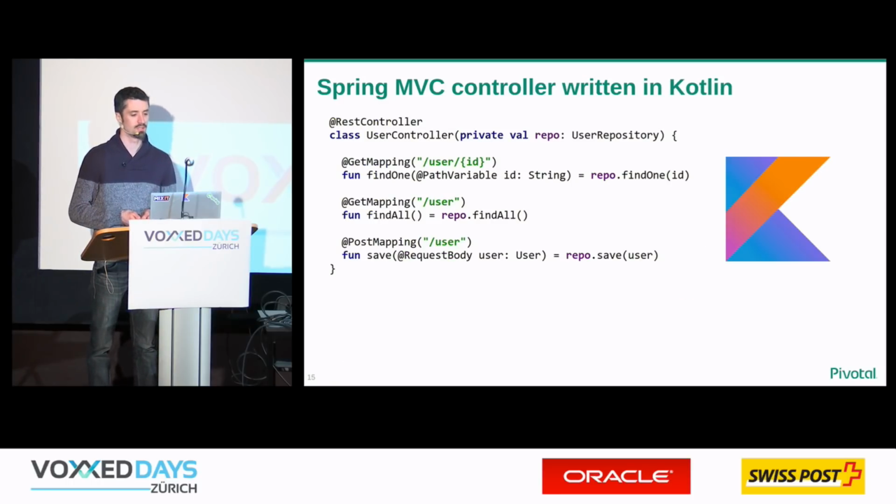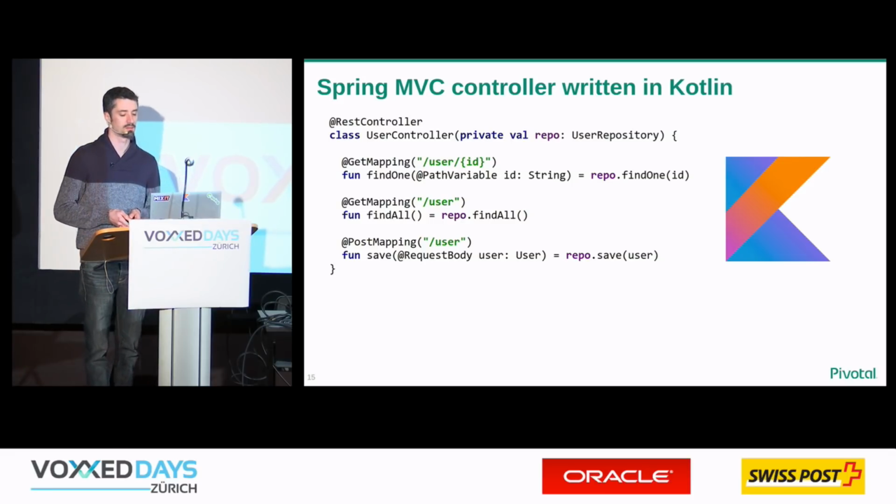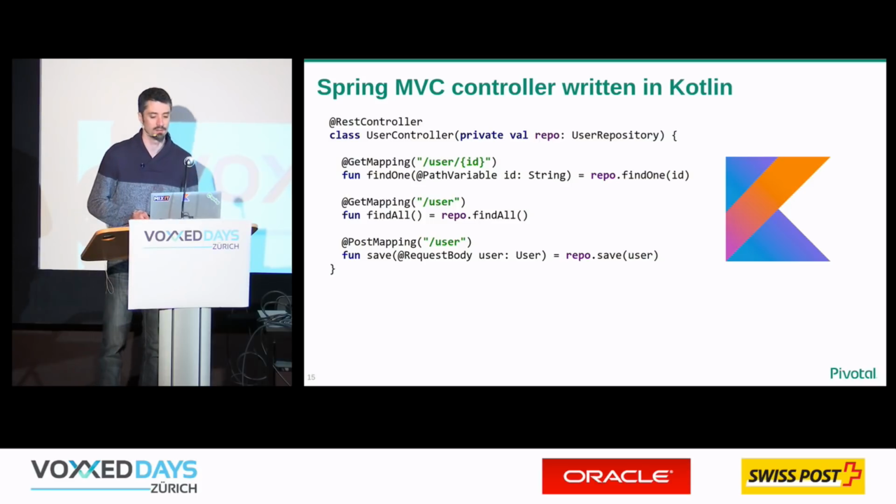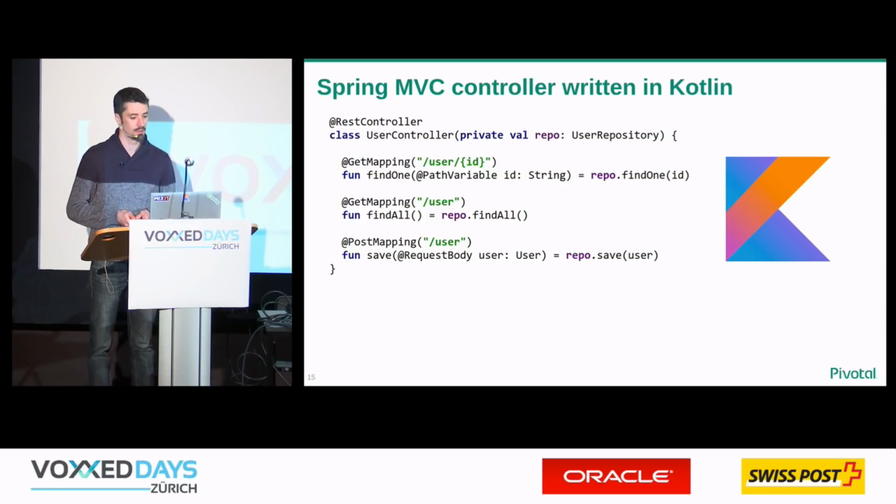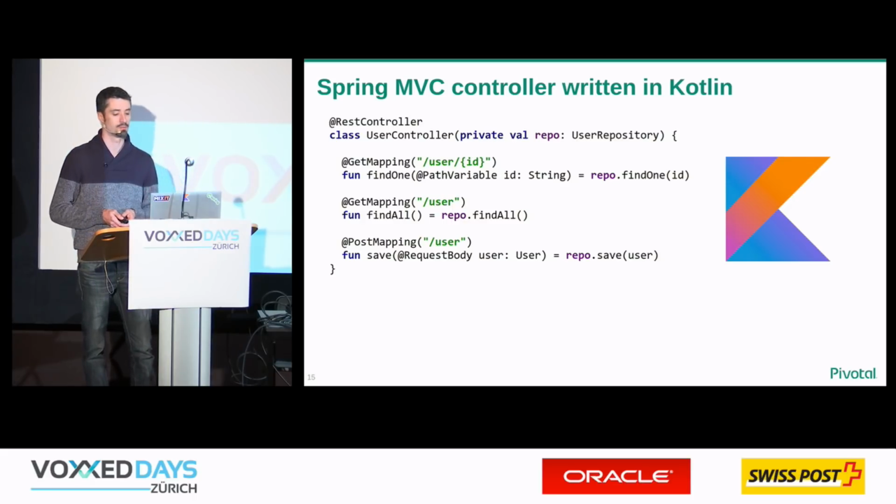So here is the Kotlin version. You can see that it's shorter. We use the same constructor-based property declaration. By default, the properties are public, so here we use private because we don't want to expose the user repository directly.